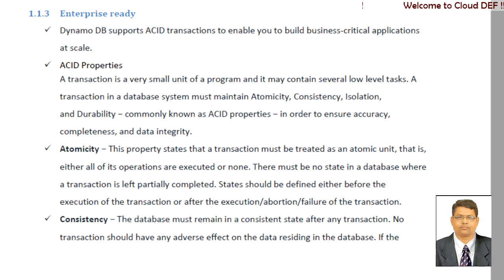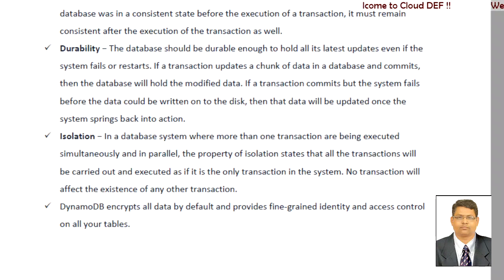Durability. The database should be durable enough to hold all its latest updates even if the system fails or restarts. If a transaction updates a chunk of data in a database and commits, then the database will hold the modified data. If a transaction commits but the system fails before the data could be written onto the disk, then that data will be updated once the system springs back into action.